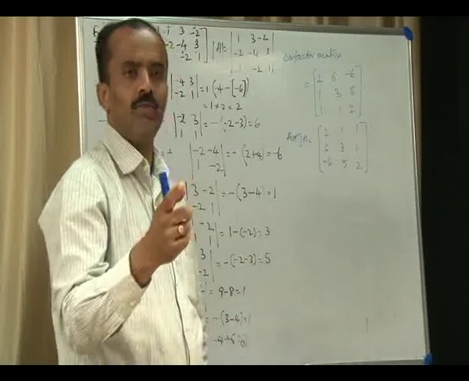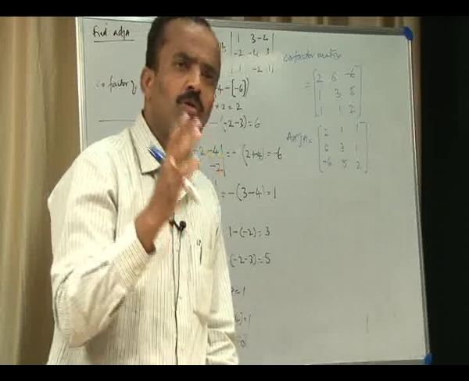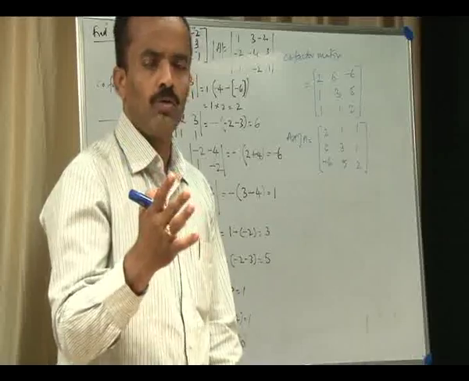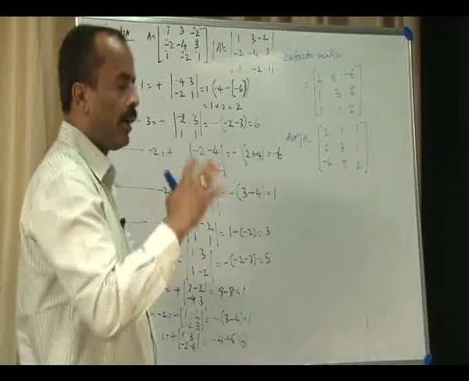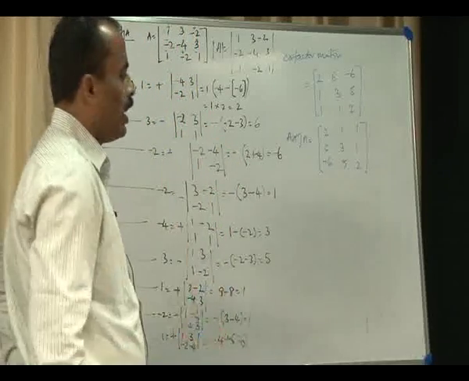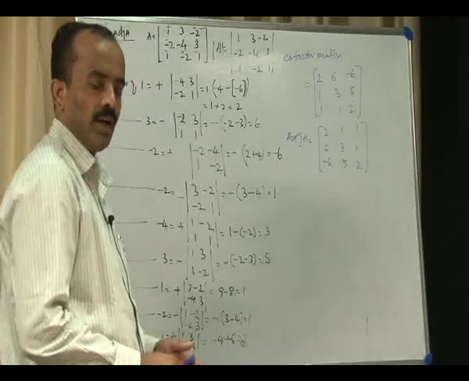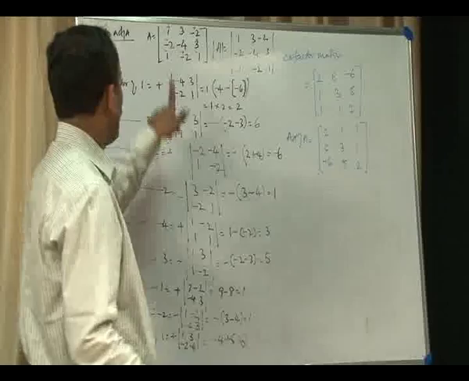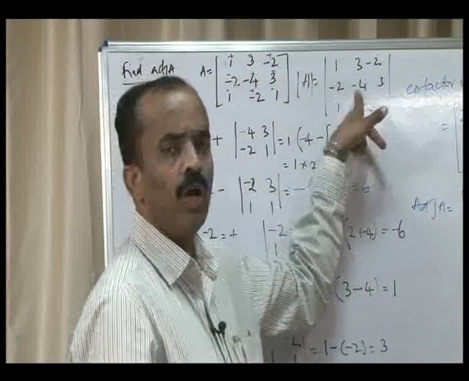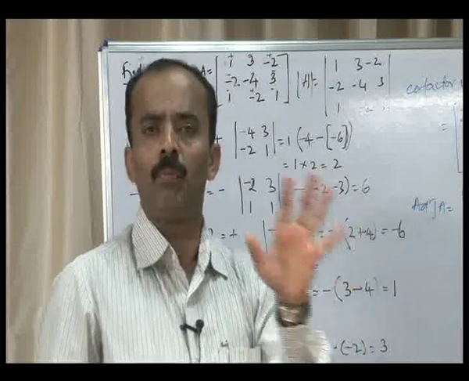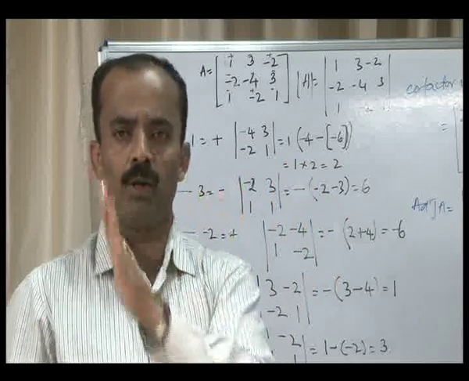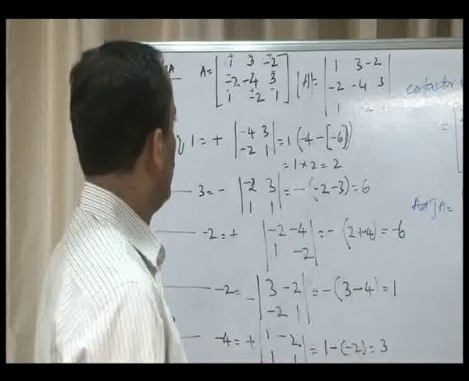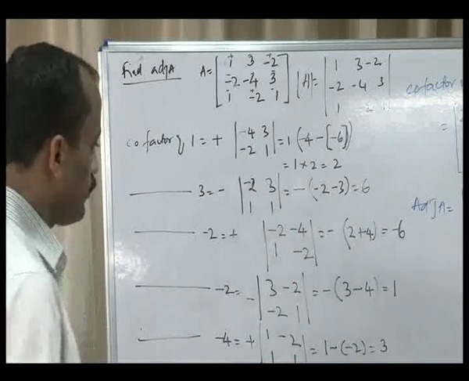How to find adjoint of a matrix? We have to first of all find the cofactor for each and every element in the matrix. Then you write a cofactor matrix. Then transpose the cofactor matrix. We get the adjoint of a matrix. But initially we have to change the matrix into determinant, and we have to multiply by proper signs like plus, minus, plus, minus, plus, minus, plus, minus, plus. This is okay.